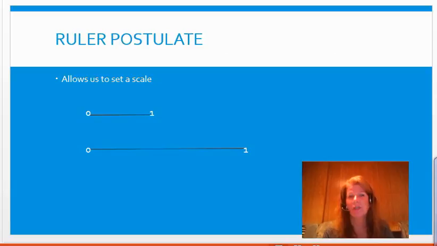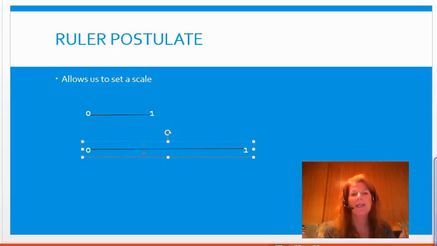The first postulate we come to in geometry, and the one that is my favorite, is called the ruler postulate. And it is, just like you think of, a ruler. A ruler allows us to set a scale. So you see on the screen there, 0 as a starting point, 1 that indicates 1 unit. At the bottom there is a larger scale. Again, 0 is a starting point, 1 to set the unit.